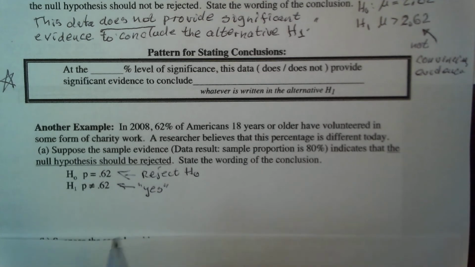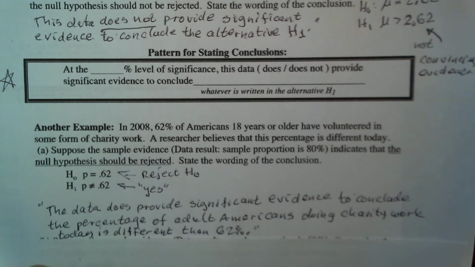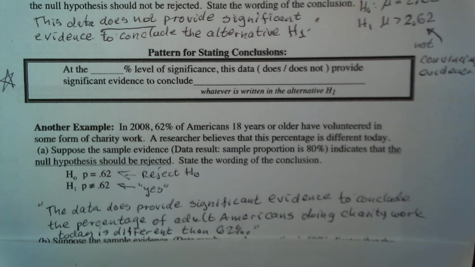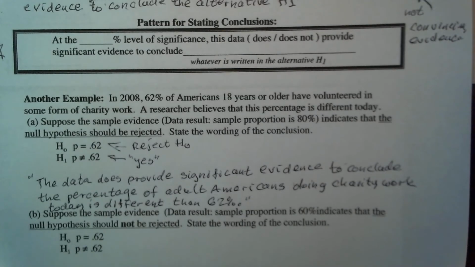And here's how we state this. So here's what we can write for the conclusion. The data does provide significant evidence to conclude the percentage of adult Americans doing charity work today is different than 62%, because the alternative hypothesis was proved to be true from the data. Now let's look at the next part.